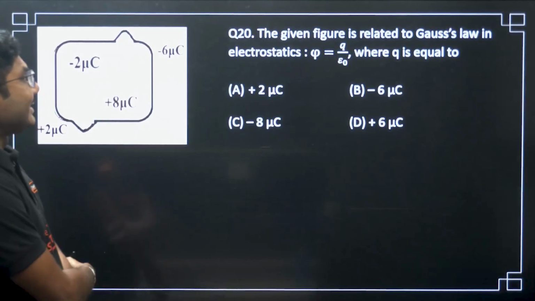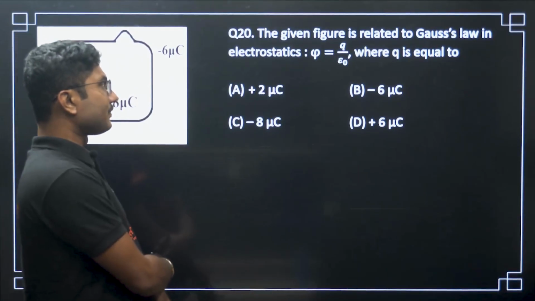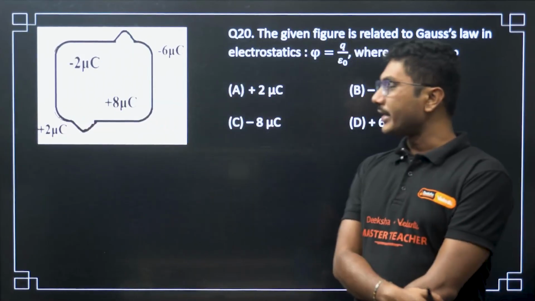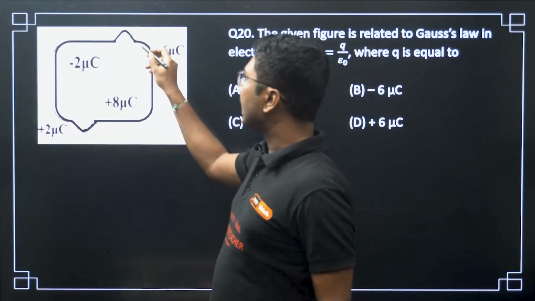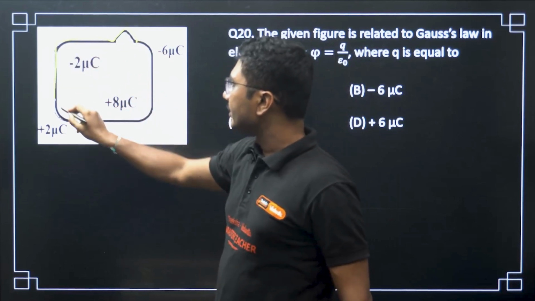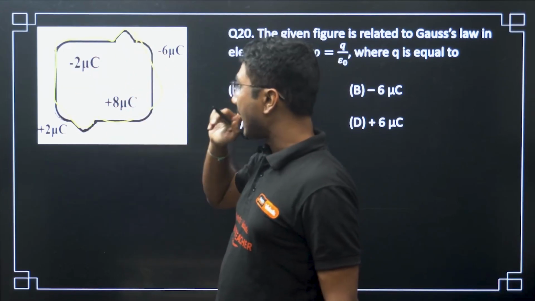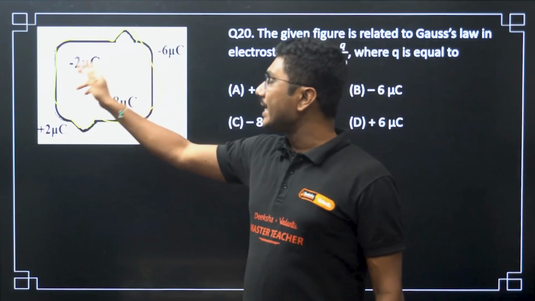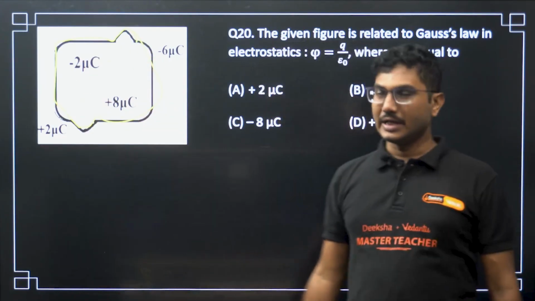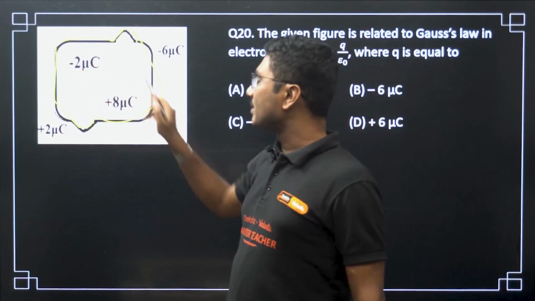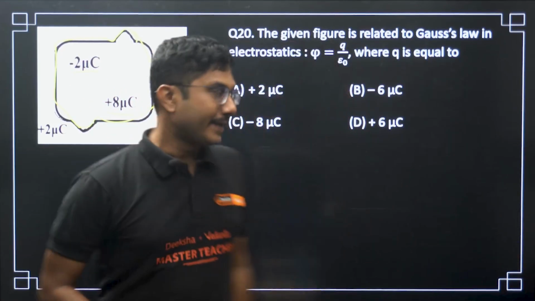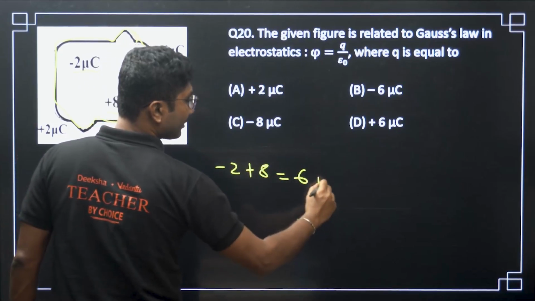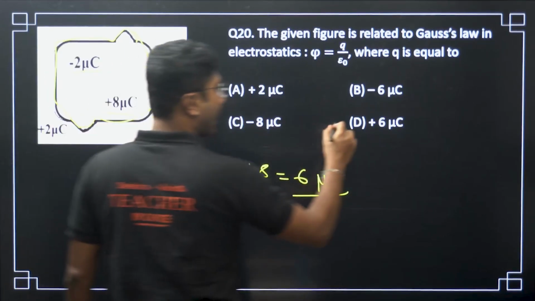The given figure is related to Gauss's law in electrostatics, phi equals Q by epsilon naught, where Q is equal to. So you have to find the Q in this given case. This is the Gaussian surface, and in case of Gauss's law, only the charge which is inside the Gaussian surface is considered. So what are the charges inside? -2 and +8. So -2 plus 8 is 6 microcoulomb, and it is positive.